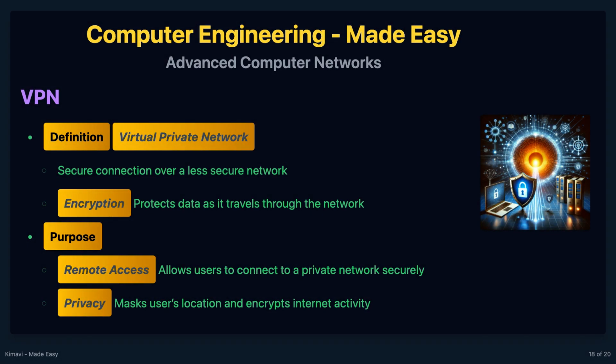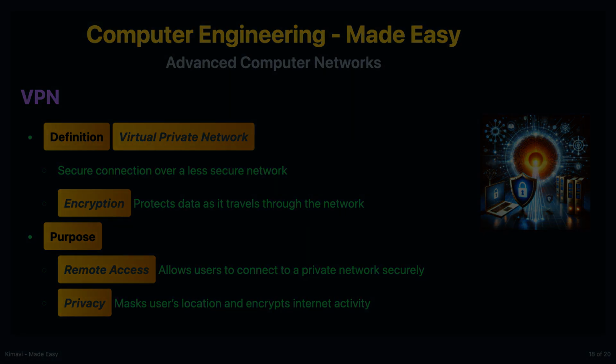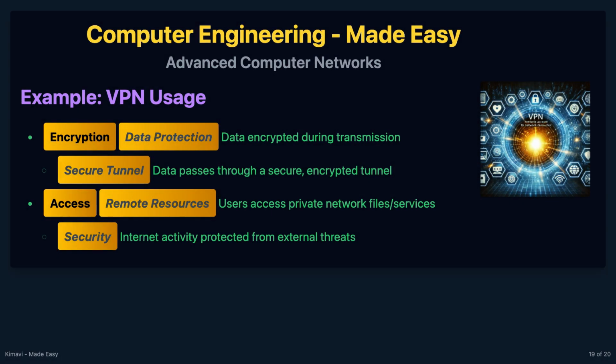A virtual private network, or VPN, creates a secure, encrypted connection over a less secure network, such as the Internet. It allows remote users to access a private network securely. When you connect to a VPN, your data is encrypted and sent through a secure tunnel to the VPN server. This protects your data from eavesdropping and allows you to access resources on the private network as if you were physically present.